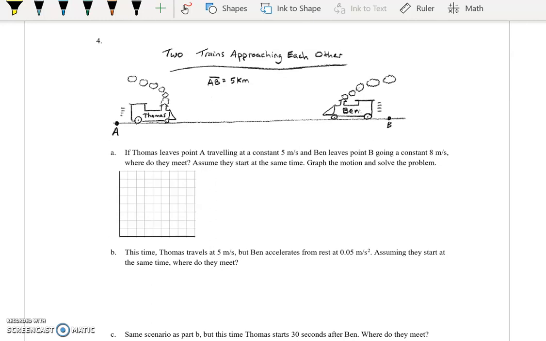Looking at number 4. Got two trains approaching each other, Thomas and Ben. Thomas leaves point A, traveling at 5 meters per second. Ben leaves point B, going at 8 meters per second. Where do they meet? Assuming they start at the same time.